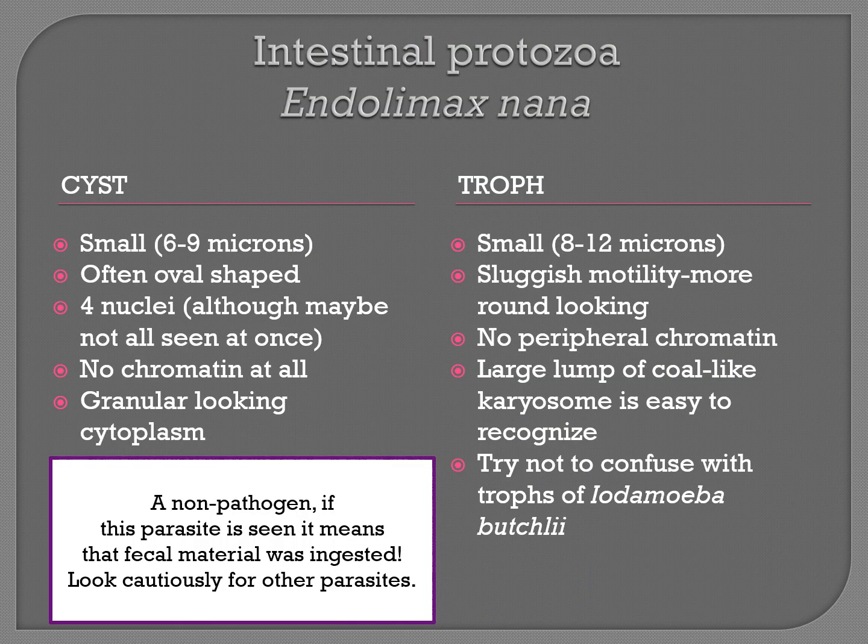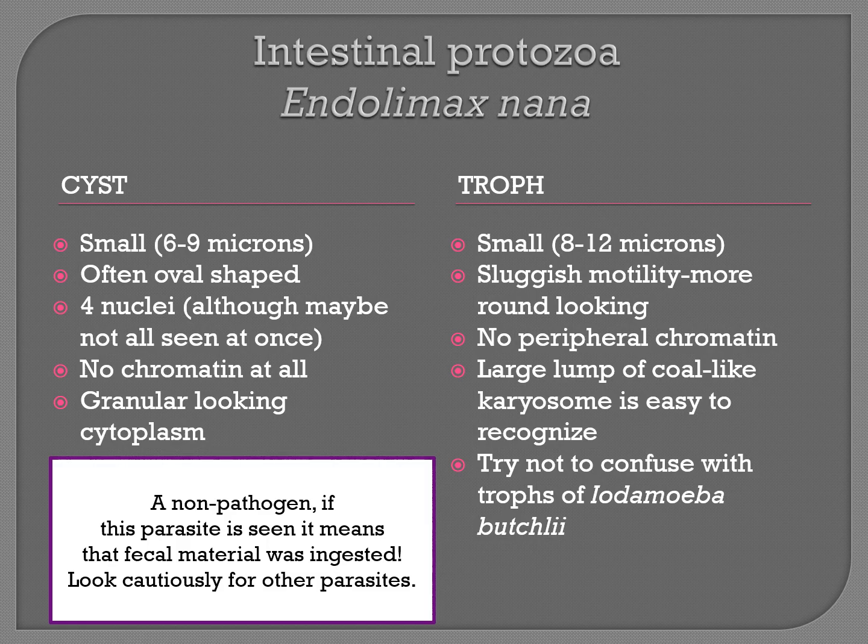All right, let's go ahead and talk about Endolimax nana. This is a commensal organism as well. The cyst is small at about 6 to 9 microns. It's often oval shaped, but they can be round as well. It just depends on how they're oriented on the slide. They're going to have 4 nuclei, but I can tell you, you generally don't see them because of the way they're laying. If they're laying on their side, you may only see 2 nuclei, but sometimes you can see up to 4. They have no chromatin at all, and they have granular looking cytoplasm in the cyst.